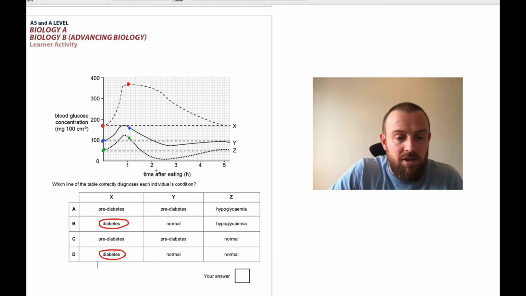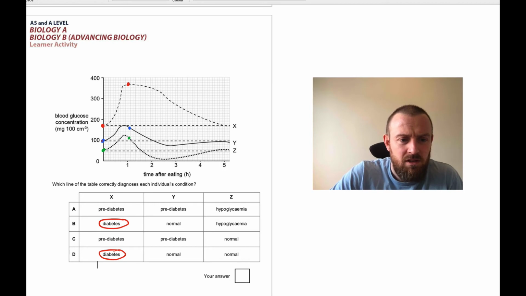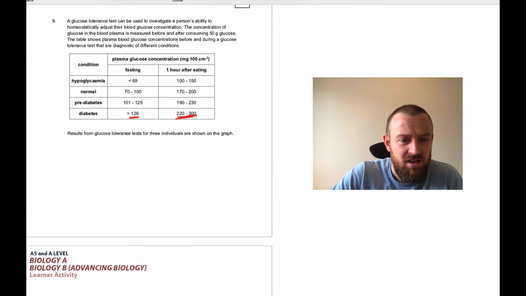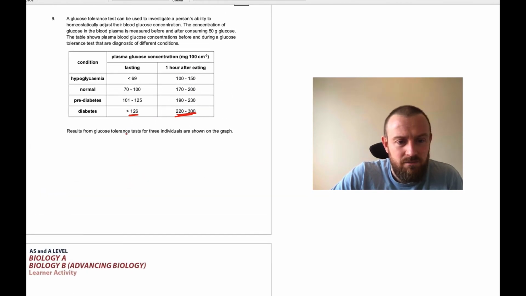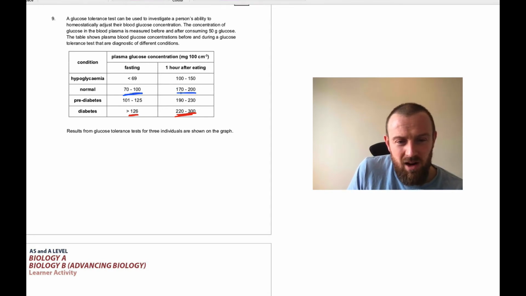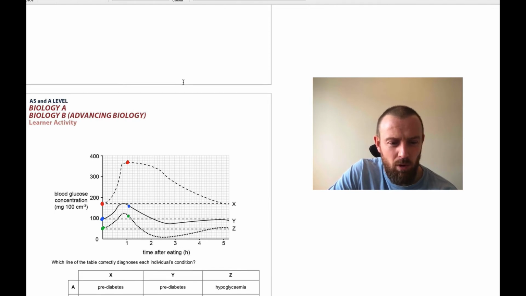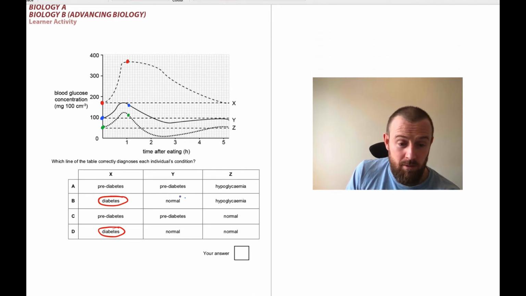You can already narrow it down. Now let's look at person Y. They go from 100 to about, I don't know, maybe 160 or something. The blue dots, 100 to 160. So it's probably normal, I'd say. 100 to about 160, I think. So I think that person must be normal. Oh yeah, well, they're both normal.